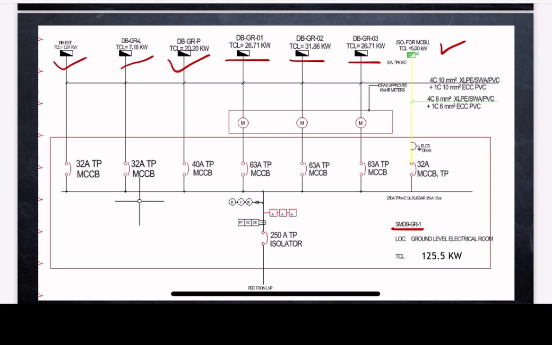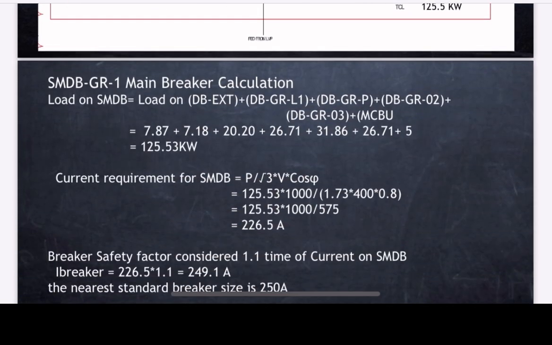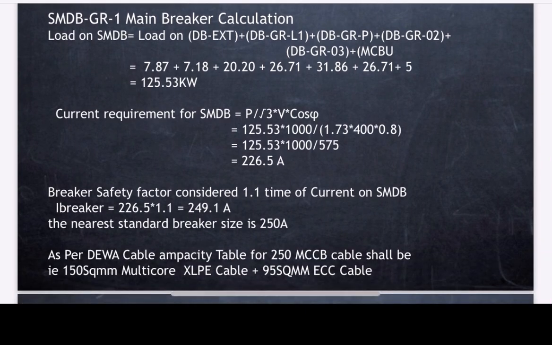Okay, I will calculate the total connected load of each load connected with the SMDB. Then we will come to know the total connected load on the SMDB. So let's start this one. The total connected load on SMDB GR1 will be the load on DB external, DB GR1, DB GRP, DB GR2, DB GR3 and MCBU. So I wrote the corresponding loads of each DB.